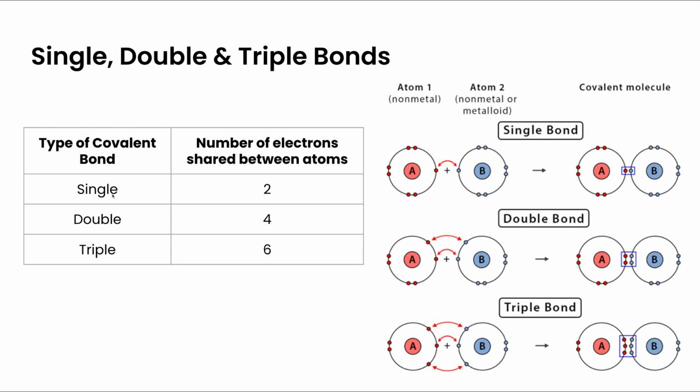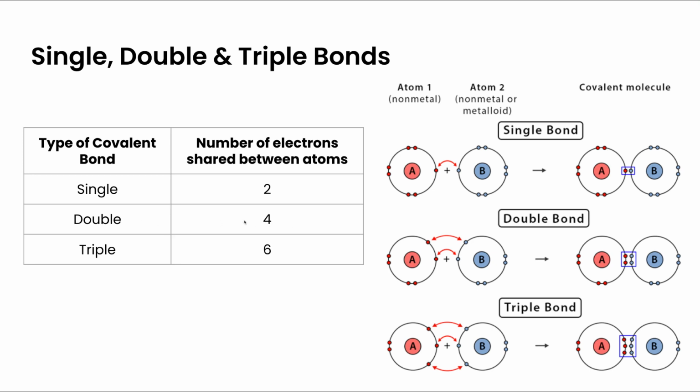Now, in terms of single, double, and triple bonds, a single covalent bond is actually made up of 2 electrons or 1 electron pair that is shared between the atoms. So if we take a look at our example here, the covalent bond formed between A and B is actually made up of this electron pair or 2 electrons that makes one single bond.